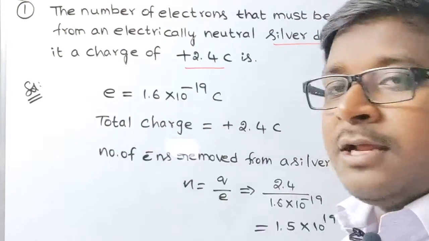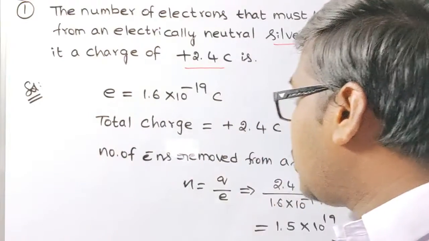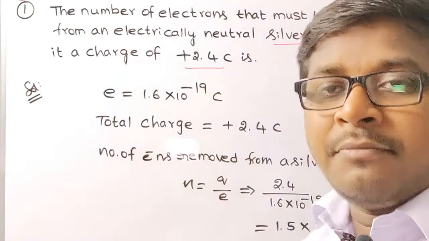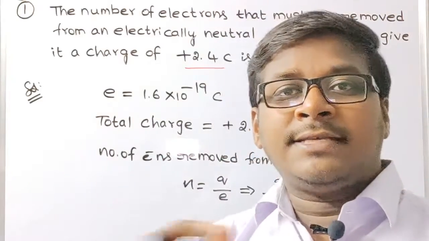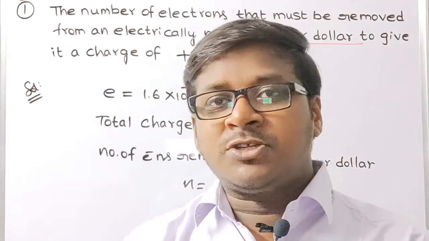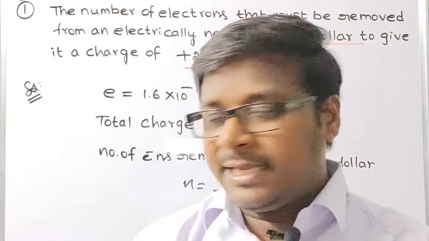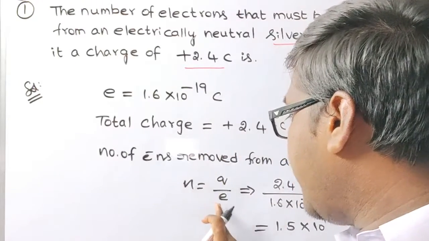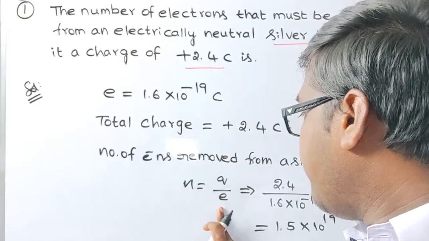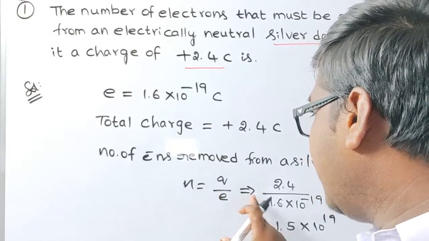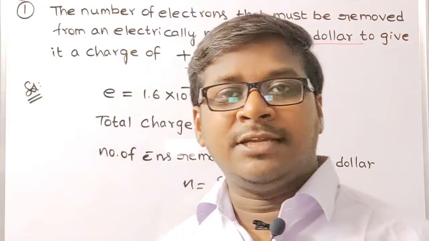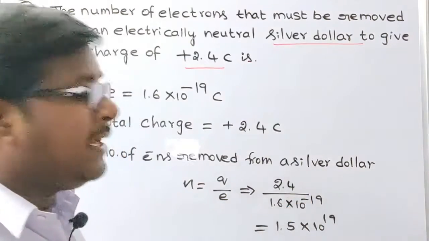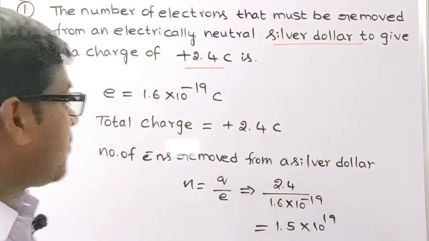The charge of the electron is 1.6 into 10 power minus 19 coulombs. The total charge on the silver dollar is plus 2.4 coulomb. To find the number of electrons removed, use the quantization of charge formula Q is equal to plus or minus Ne. N is equal to charge by the charge of electron e, that is 2.4 by 1.6 into 10 power minus 19, which is 1.5 into 10 power 19 electrons. This is the first problem.